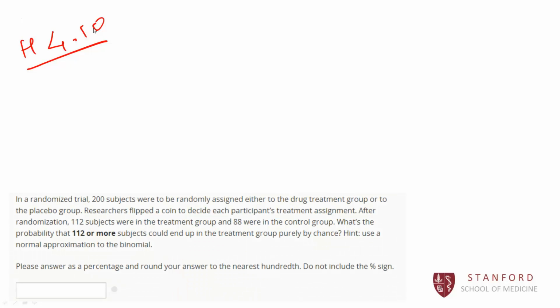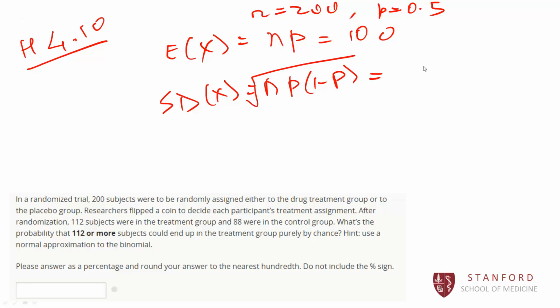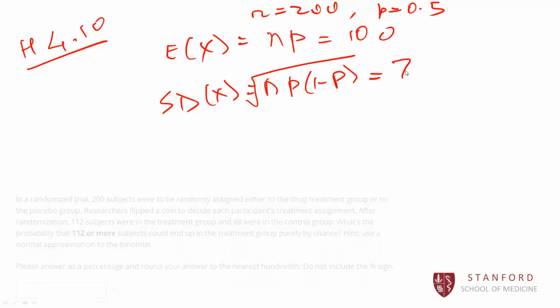Question 10 has a binomial distribution, but we are told that we can use a normal approximation. Before we go on to the normal approximation though, let's quickly find the expected value and the standard deviation for the binomial distribution. The expected value is n times p. N in our case is 200 and p is 0.5, which gives us an expected value of 100. The standard deviation is the square root of n times p times 1 minus p, which comes out to 7.07.